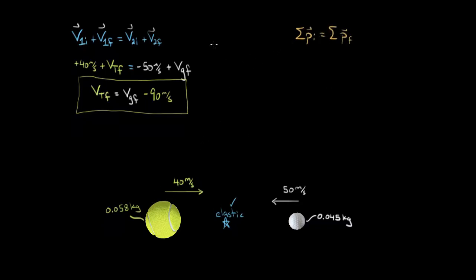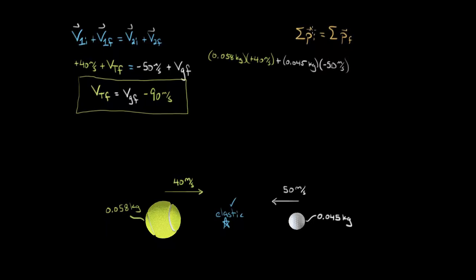So the momentum of this tennis ball initially is the mass of the tennis ball, 0.058, times the initial velocity, which is positive 40. Positive because it's directed to the right, and I'm going to consider rightward as positive, plus the initial momentum of the golf ball, which is 0.045 times the initial velocity of the golf ball, and that'd be negative 50. Again, you have to be careful with the negative signs.